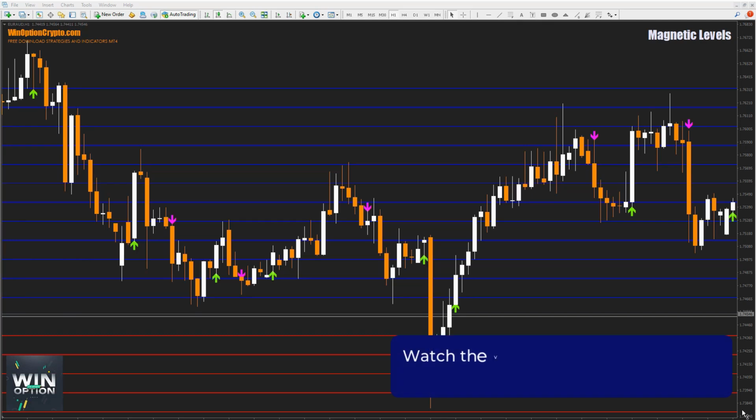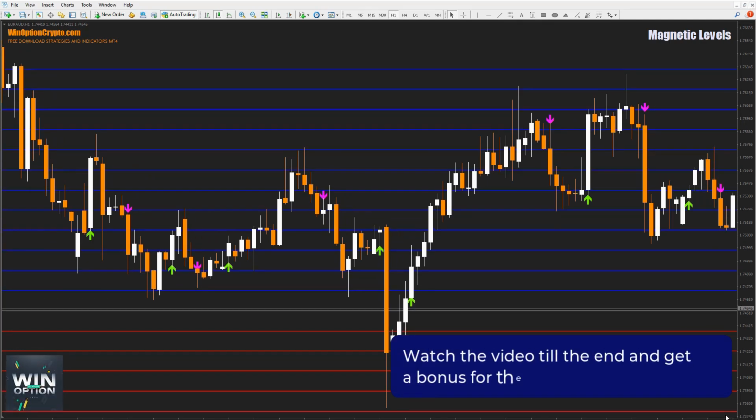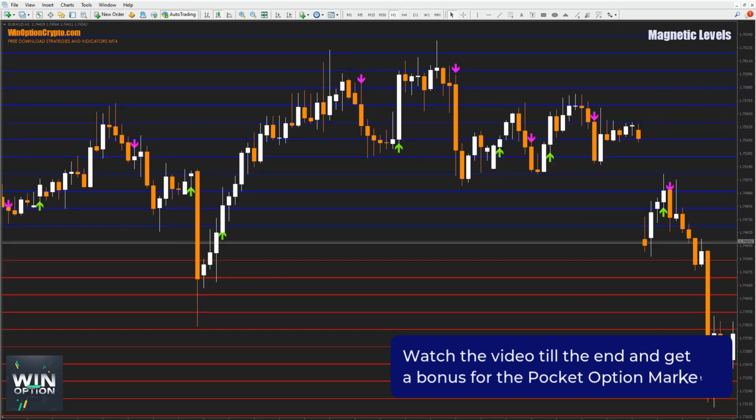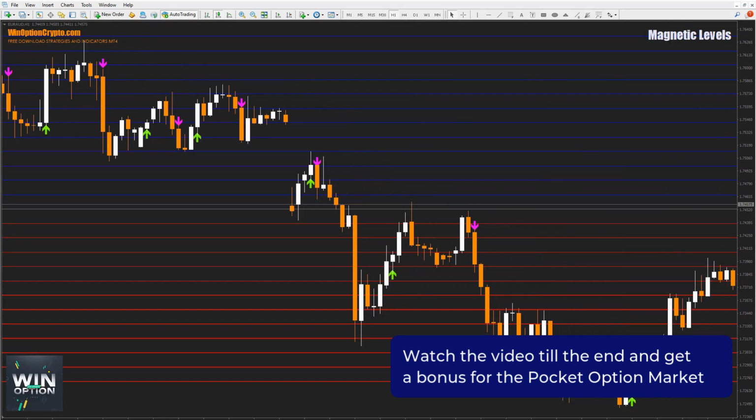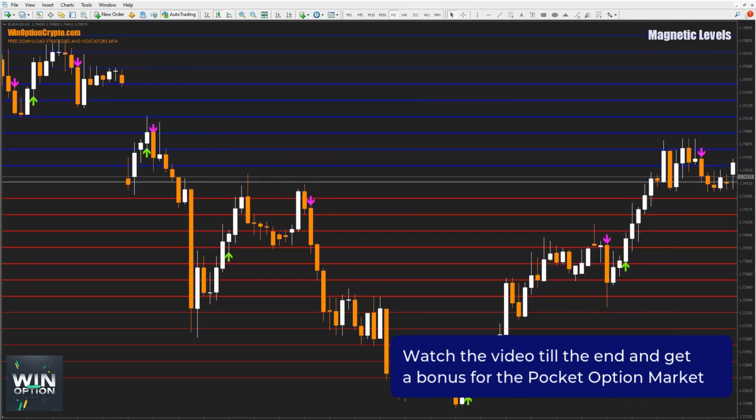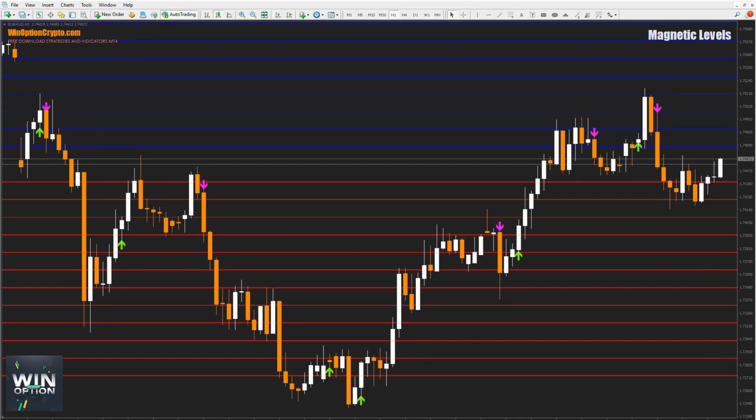Hello everyone! In this video review, we will talk about the free magnetic levels indicator, which automatically plots key support and resistance levels on the chart. This allows you to more accurately determine the moments for buying call and put options. The indicator is suitable for both beginners and more experienced traders.